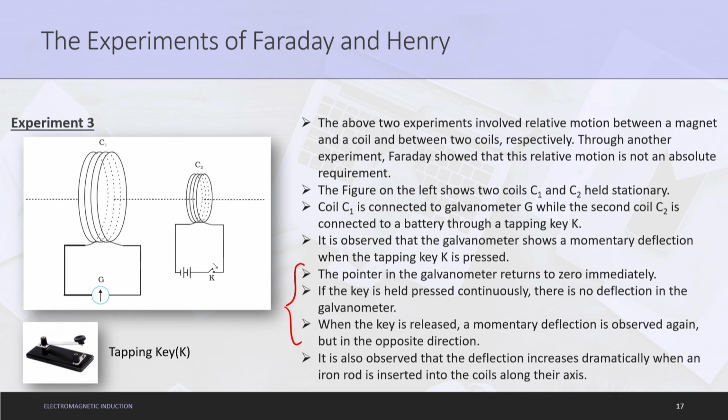Moving on to the last point. Everything has been told to you. Moving to the last point, it is also observed that the deflection increases dramatically when an iron rod is inserted into the coils along their axis. So, what does this line tell you about? What does an iron rod do?